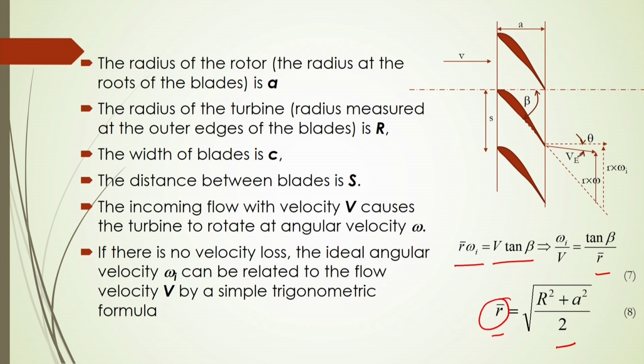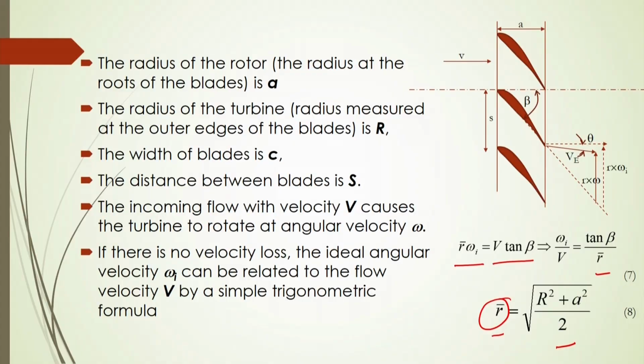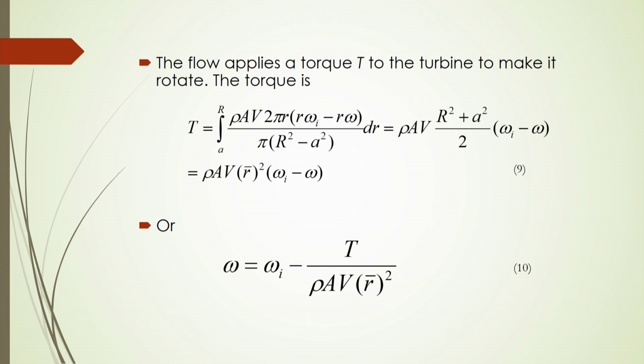Once you know that average R value, then you get the ideal angular velocity based on the incoming flow velocity, and it will be represented by omega I by V, which will be tan beta by R bar. Now, what is this beta? You will see the rotor is inclined at an angle beta with the horizontal or flow direction, and the flow applies a torque whenever it is rotating at a certain angular velocity.